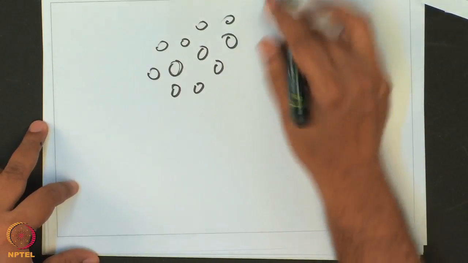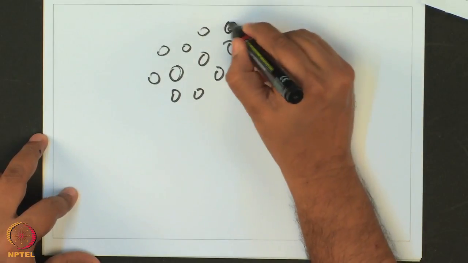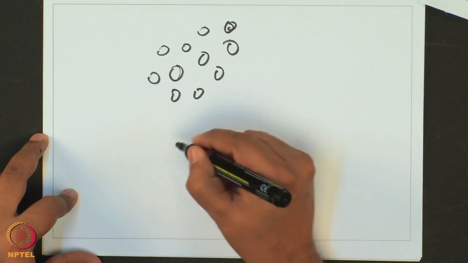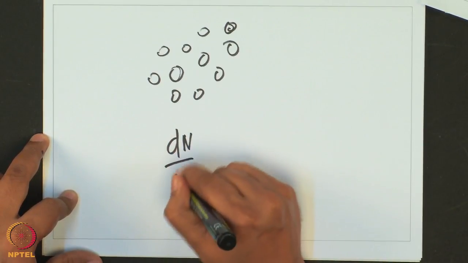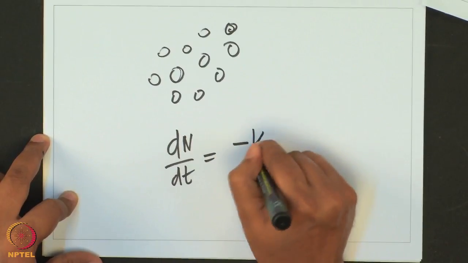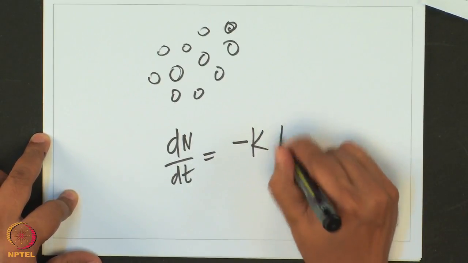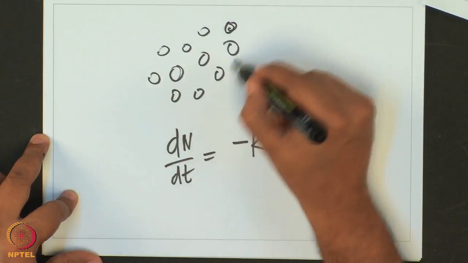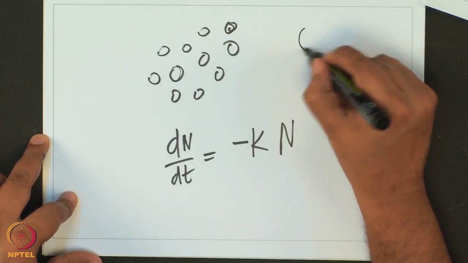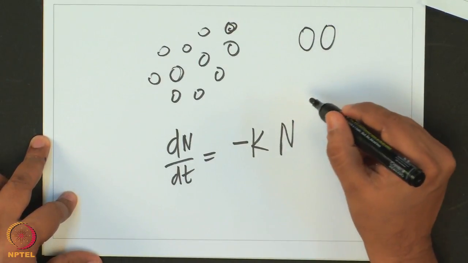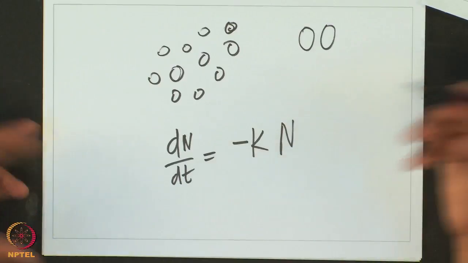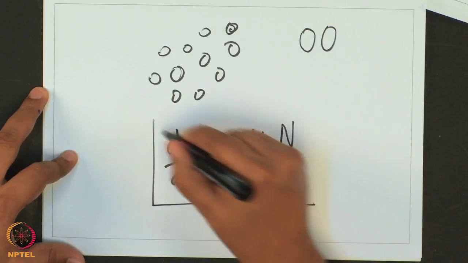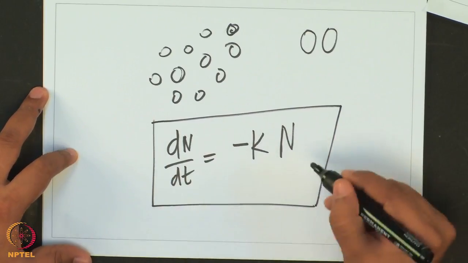The more cells, each of them can die with some rate k. So then we would write a similar equation, dn by dt. How would this change? This would decrease, minus k times n. Because the more the cells, the more can die. If there are only 2 cells, only those 2 can die. But if we have 100 cells, all 100 can die, or a good fraction of them can die. So if I write similarly for death, I would get a similar equation with a minus sign.